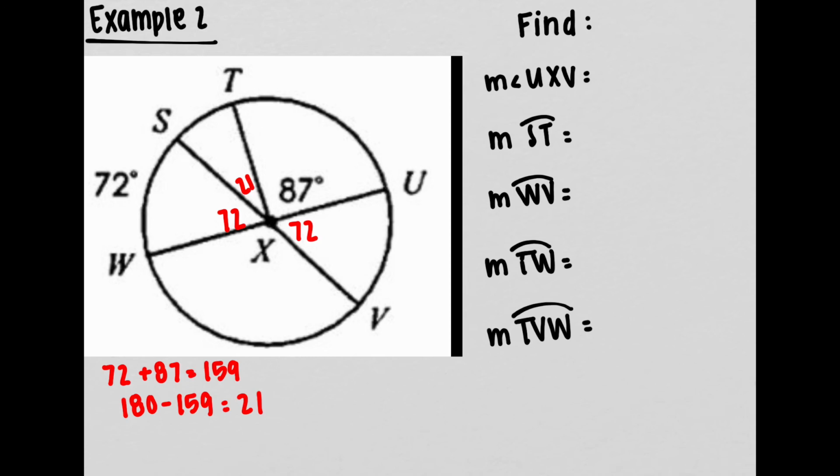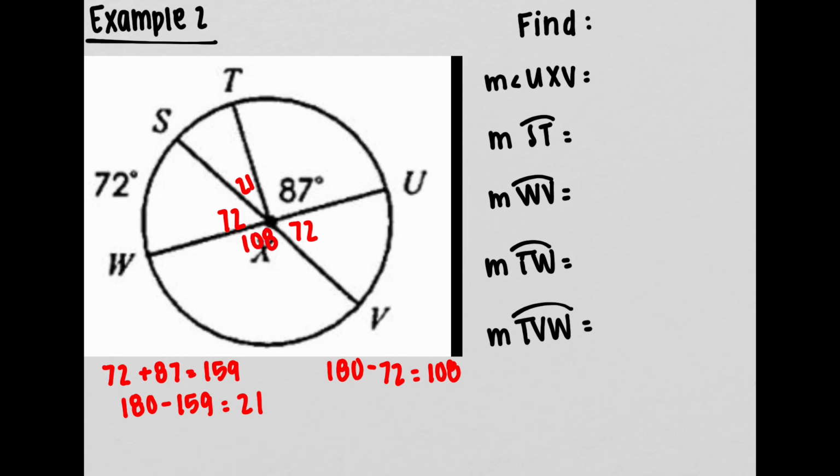I have another situation. I'm going to draw my line. I have a half circle here. So these two angles together equal 180. So to find this missing angle where that X is, I'm going to do 180 minus 72. When I do that, it leaves me with 108. So I know now that this angle here is 108.